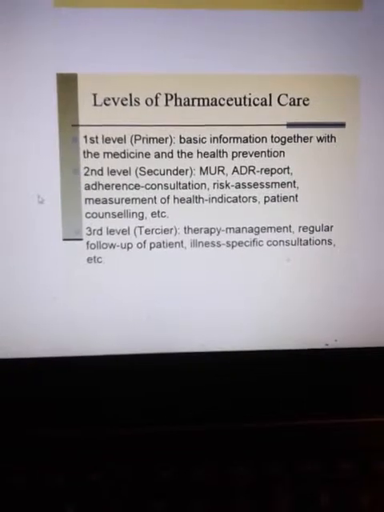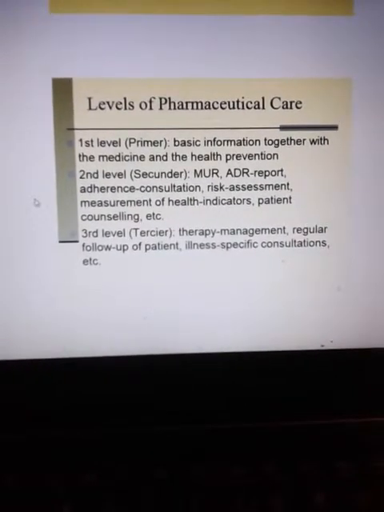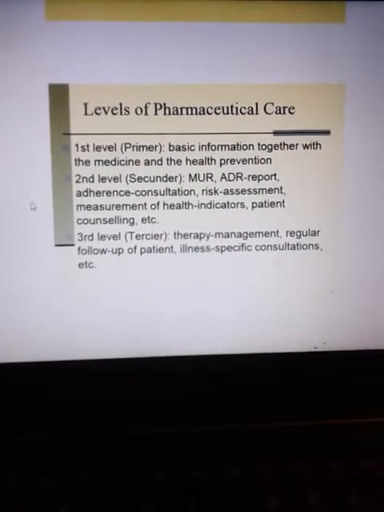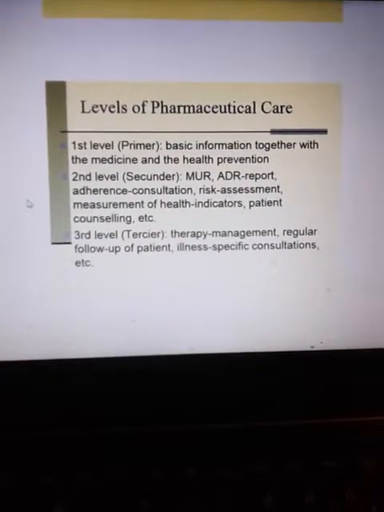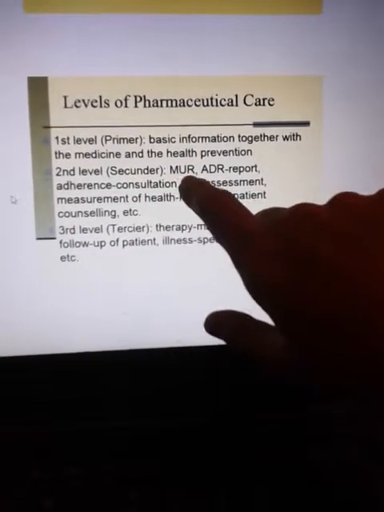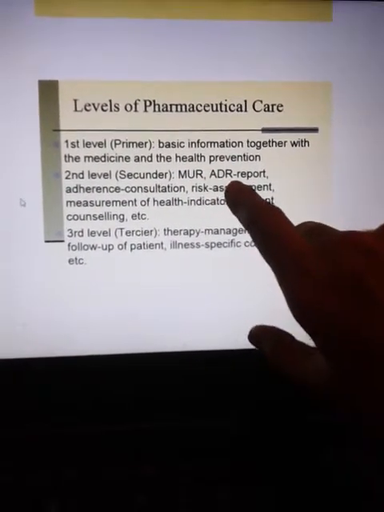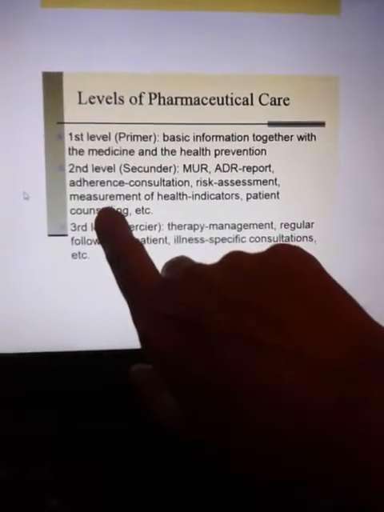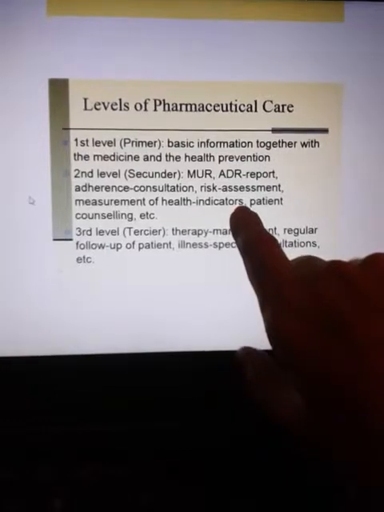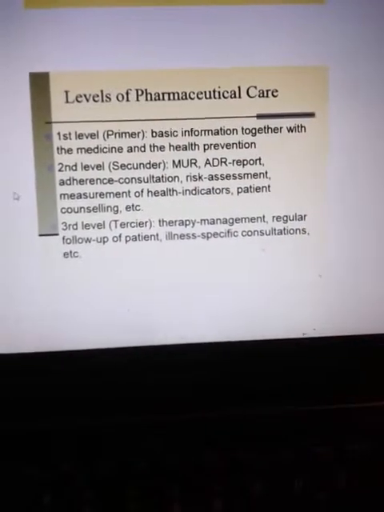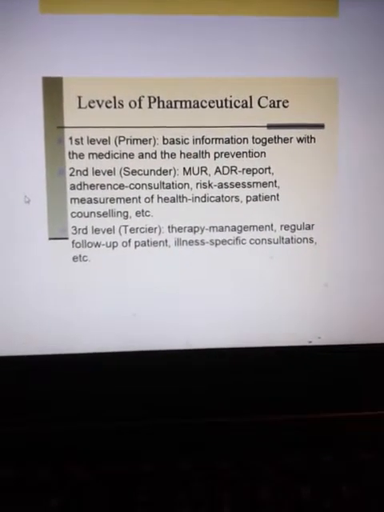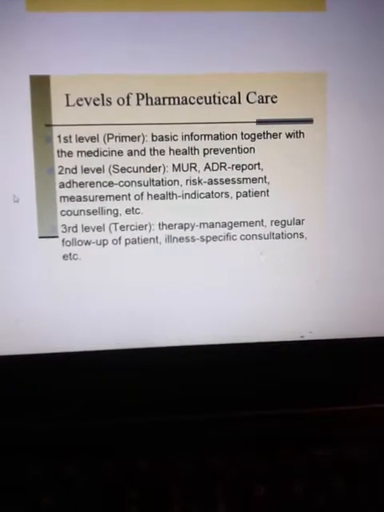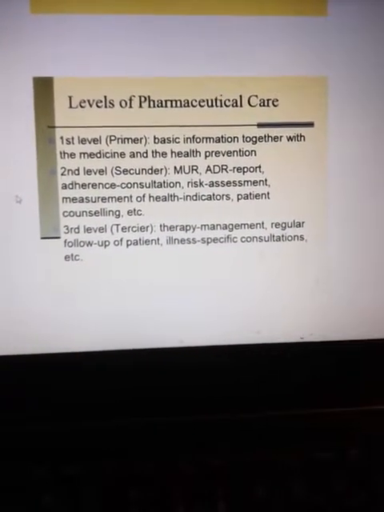Levels of pharmaceutical care. First level, primary: basic information together with the medicine and the health prevention. Second level, secondary: medication use review and adverse drug reaction report, adherence consultation, risk assessment, measurement of health indicators, patient counseling. Third level: therapy management, regular follow-up of patients, illness-specific consultation, etc.